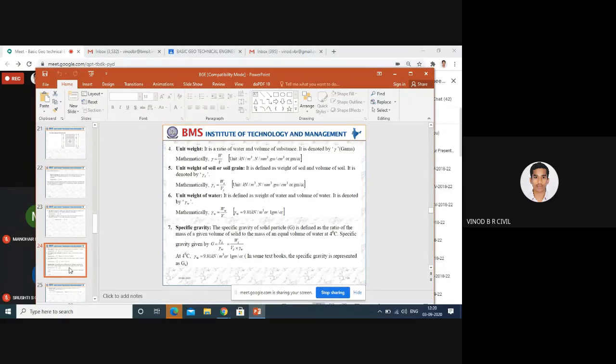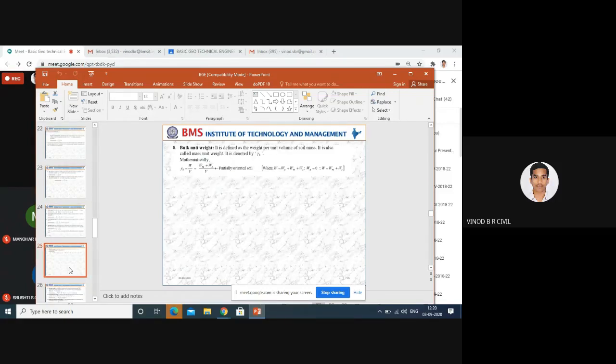Unit weight of water is usually 9.81 kilonewton per meter cube, or 1 gram per cc. In another mathematical expression, G is denoted by specific gravity. G equals gamma S, unit weight of soil, divided by unit weight of water. Unit weight of water equals volume of soil into volume of water. At 4-degree temperature, as I already mentioned, the unit weight is 9.81 kilonewton per meter cube, or 1 gram per cc.